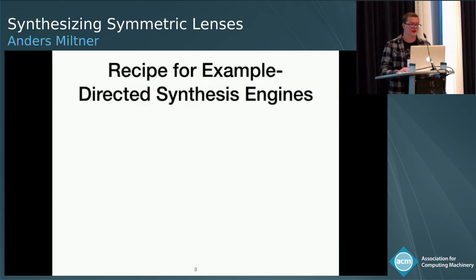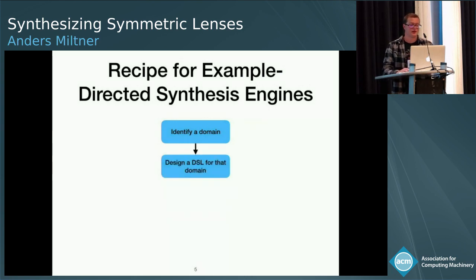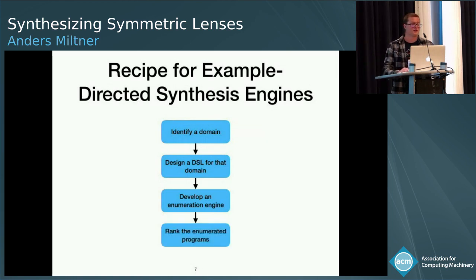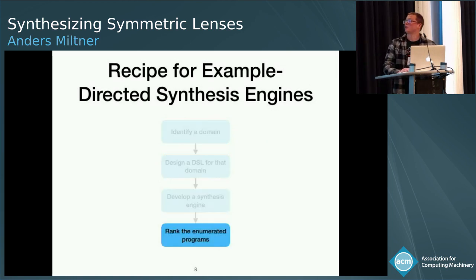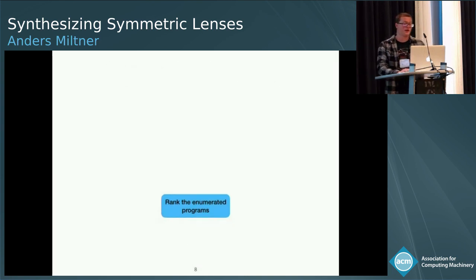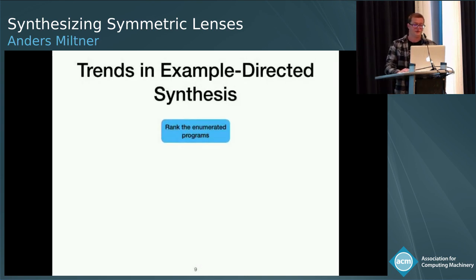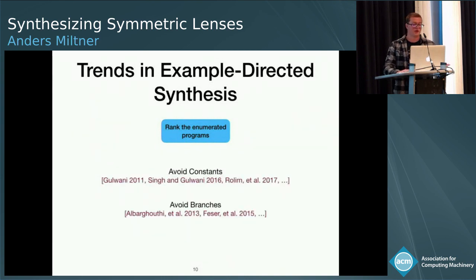These example-directed synthesis engines have a bit of a recipe. First, you have to identify the domain that you want to synthesize within. You design a DSL for that domain. You develop a way to enumerate that DSL, and then you rank the enumerated programs. In this talk, we're going to focus on this last step of ranking the enumerated programs. There's a few different ways that people do these rankings. Some of the major ones are things like avoid constants, avoid branches, and create short programs.